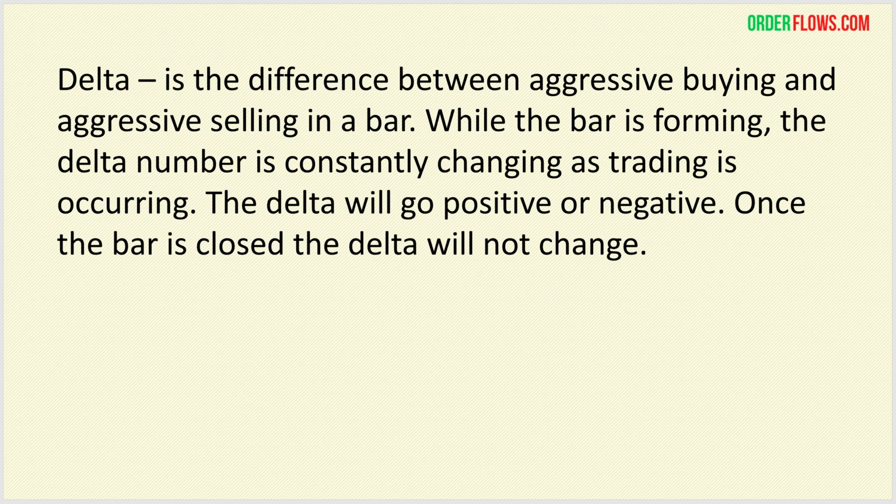Now, while the bar is forming, the delta number is going to be constantly changing because trading is occurring. The delta will go positive, it will go negative, and once the bar is closed, that's it. It's not going to change. Once the bar closes and it has a final delta of 367, that's it. It's not going to go back 5 minutes later and change the number to a negative number. If it closed at 367 when the bar closed, then that's it. It's not going to change.